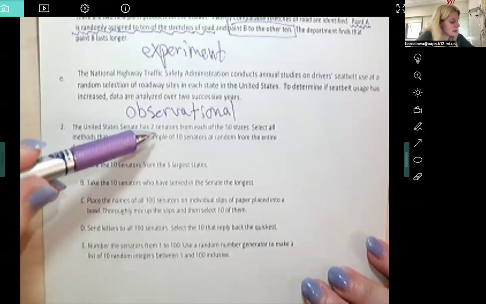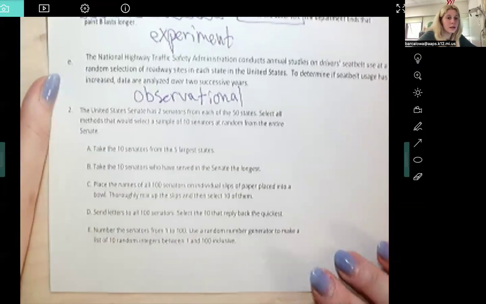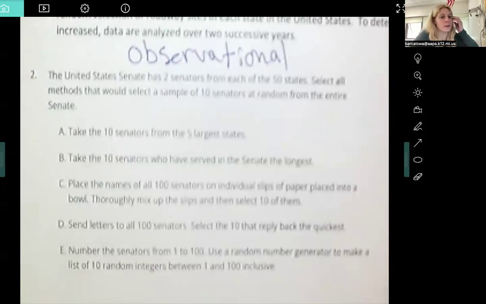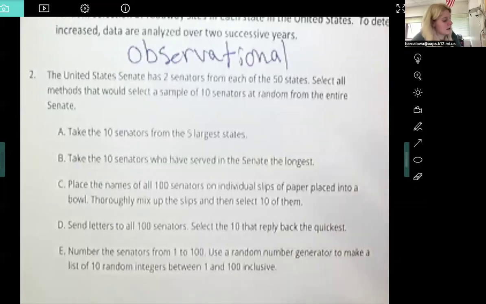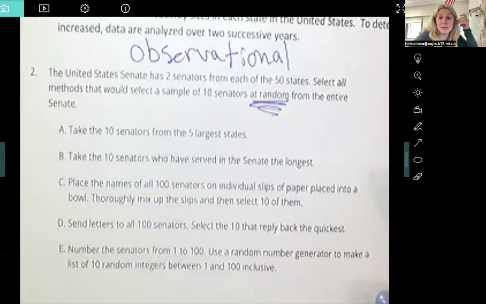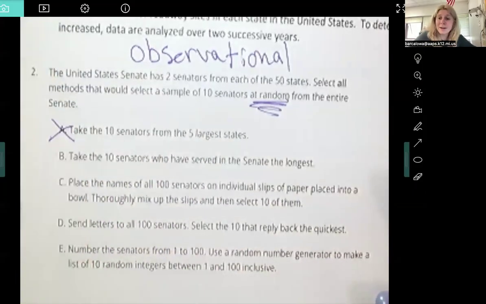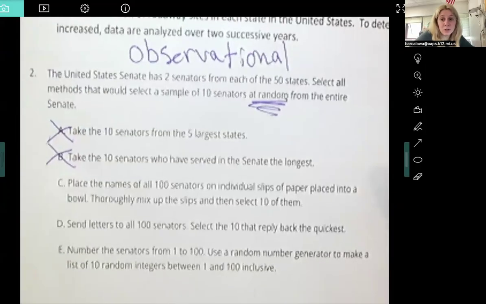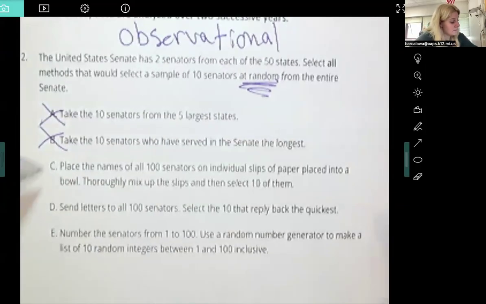The United States Senate has 2 senators from each of the 50 states. That is true. Select all methods that would select a sample of 10 senators at random from the entire Senate. Take the 10 senators from the 5 largest states. Definitely not random. You're favoring the states with the highest population. 10 senators who have served in the Senate the longest, not random. You're going to get the 10 oldest people in the Senate. Place the names of all 100 senators on slips of paper, place into a bowl, mix them up, and select 10. Heck yeah, that's pretty random.